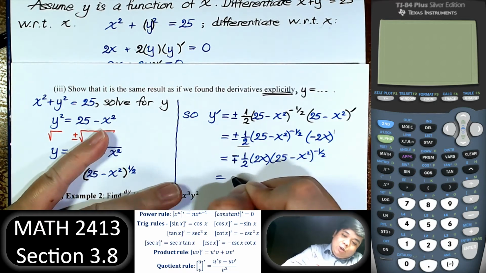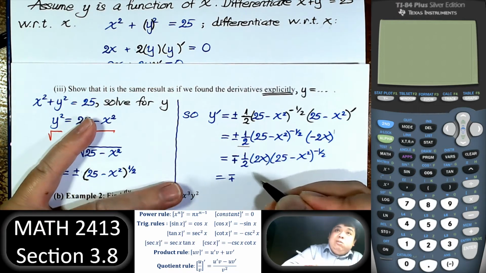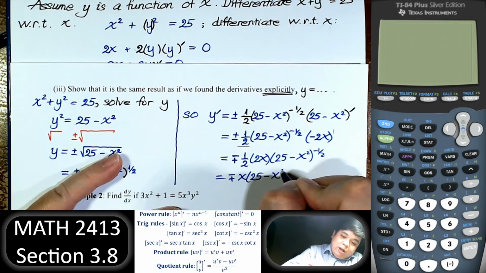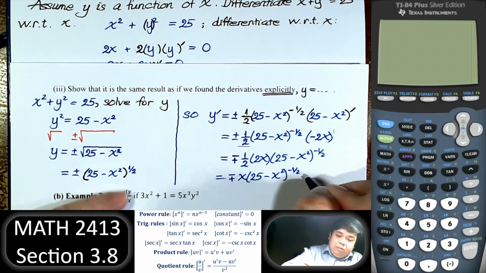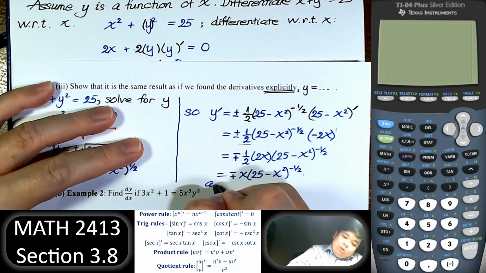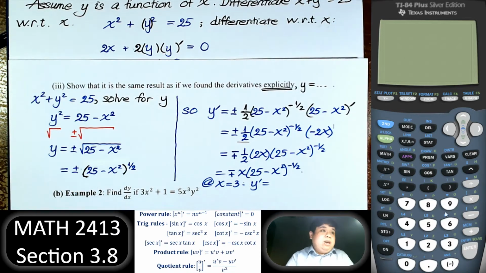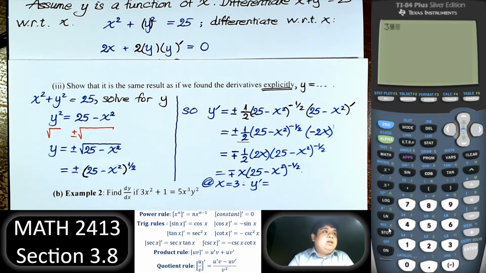Right, 1/2 times 2, so I should have just positive x times 25 minus x squared to the negative 1/2. And finally, at x equal to 3, the derivative equal to, I'm going to put 3 in it. I mean, 3 is plugged in to x, and then we have x times 25 minus x squared to the negative 1/2.